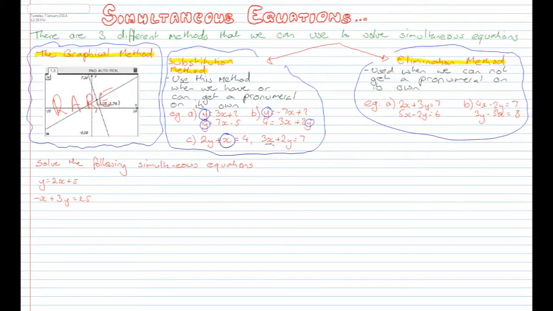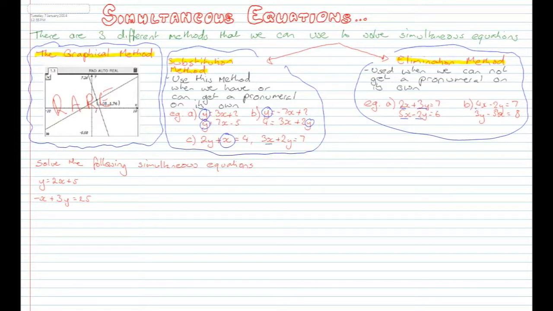To use the elimination method, the only time we really use this is when we do not have a pronumeral on its own. Alright, if you have a look here, you've got 2x plus 3y equals 7, and 5x minus 2y is equal to 6. So you can see that there's coefficients out the front of both the x's and y's. Now in this case, what we need to do is multiply either one or both of these equations by a number in order to be able to add or subtract one of the terms away from each other to end up with just one term.